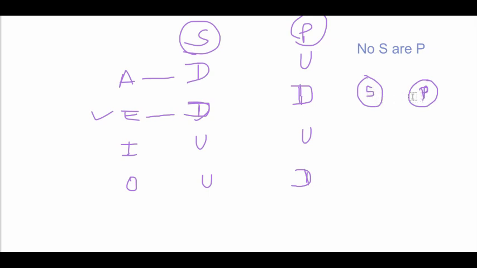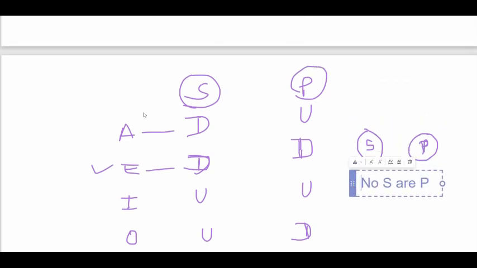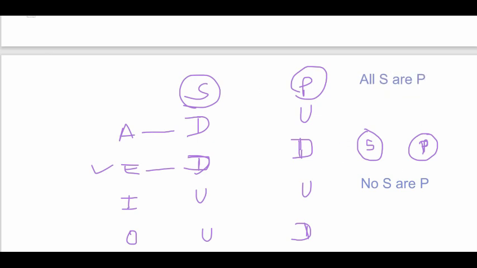So therefore they are distributed. Both are distributed. Now if I have to show you for the A proposition type what is distributed and undistributed. For the A type, the logical form that we write is "All S are P." Now I can explain this through a Venn diagram.